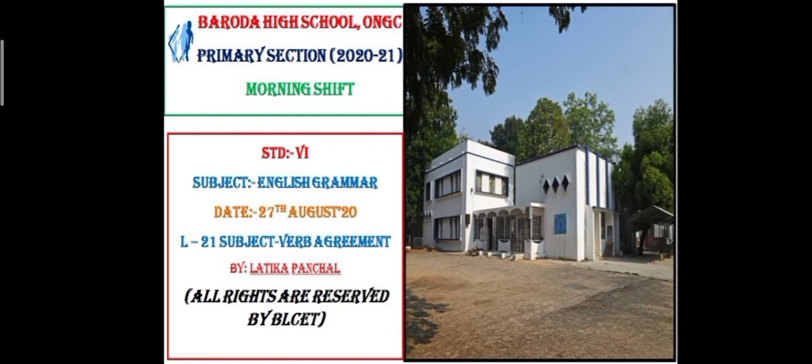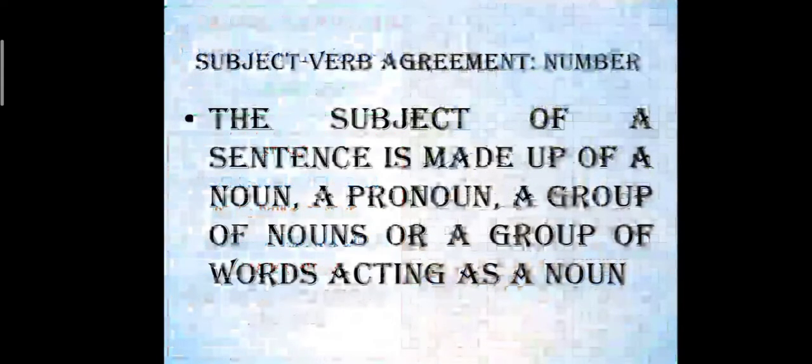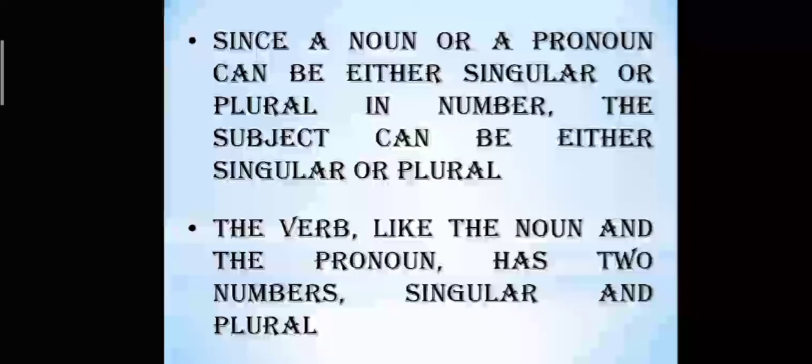Today let's start with lesson number 21, subject verb agreement. When we talk about a subject, or the doer of any action, it can be a noun, a pronoun, a group of nouns, or maybe words acting as a noun. A noun can be singular or plural, and with it, the subject can also be singular or plural. Subject verb agreement means that the verb that follows a noun or a pronoun, or is maybe far removed from the subject, should agree with the subject, that is, any word that is acting as a subject. Let's understand it through examples.